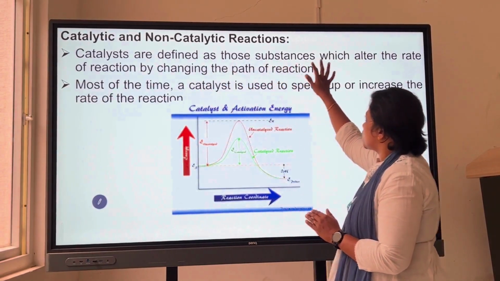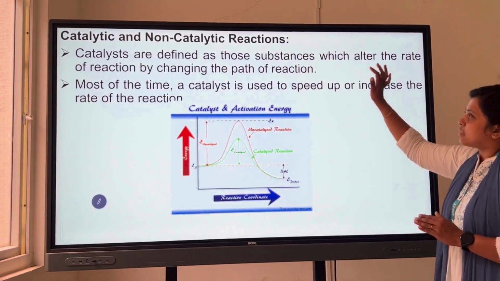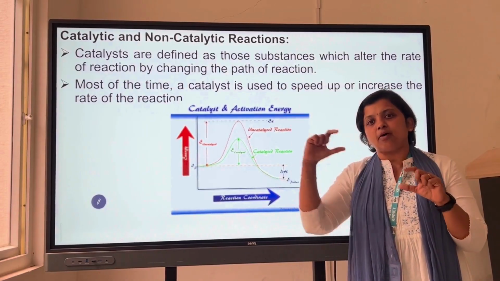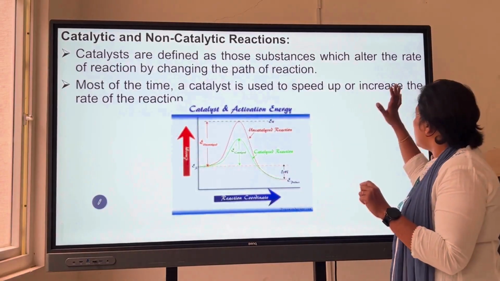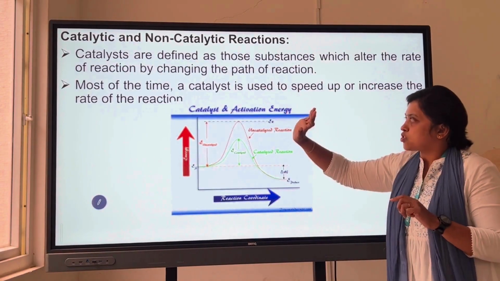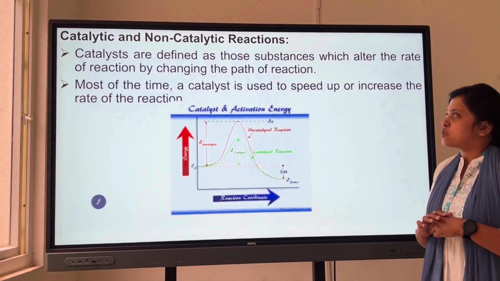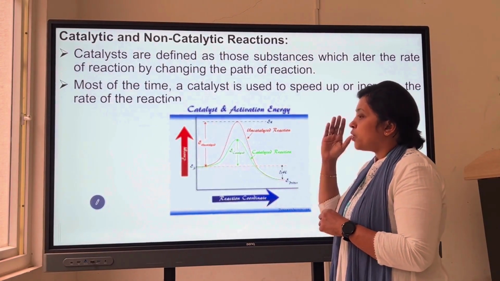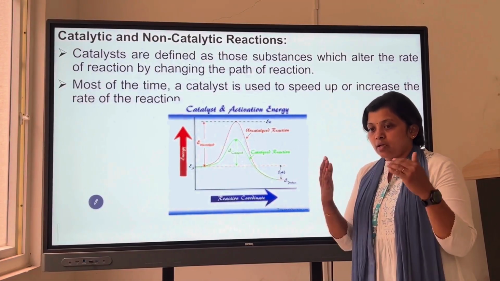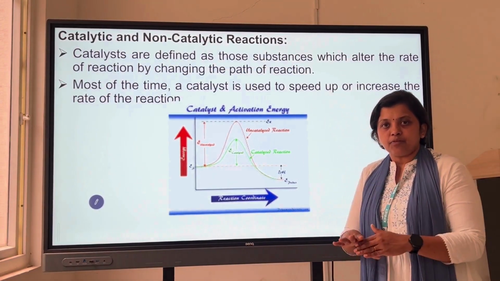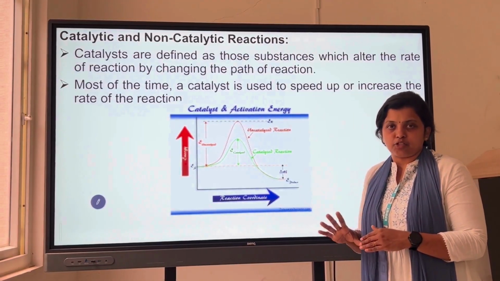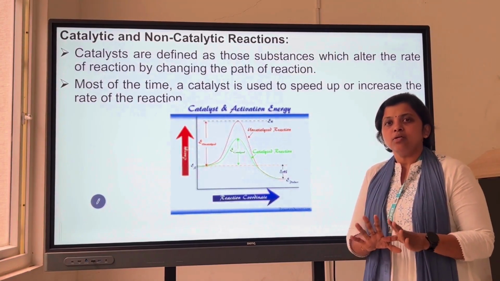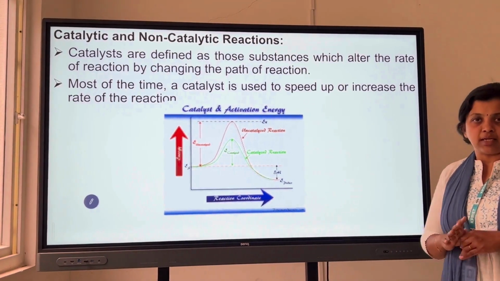Catalysts are defined as those substances which alter the rate of reaction. Rate of reaction is nothing but, in simple terms, the speed of the reaction. So it will alter the rate of the reaction by changing the path of the reaction. So this is the application of the catalyst. If the reaction involves a catalyst, we name that a catalytic reaction. If the reaction does not involve any catalyst substances, we name that reaction a non-catalytic reaction.